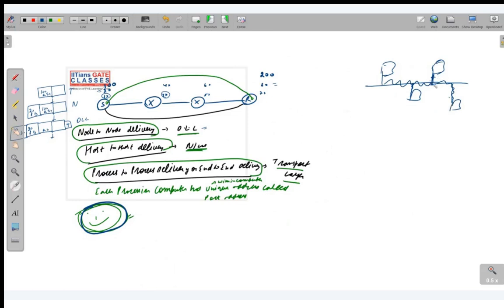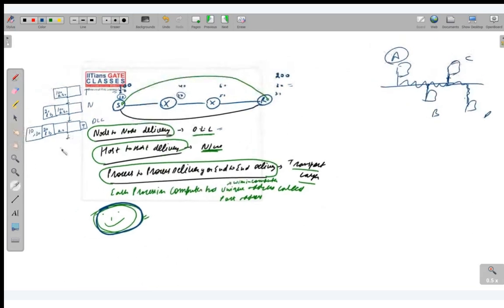A is sending a message to D. So obviously B and C will also receive it. You cannot stop them because it is current. After all, current is flowing on the wire, and they are connected with the wire, so obviously they will receive the current. But they will see this address. The router also, or you can say this node, and some other nodes in the network to which this sender is connected.